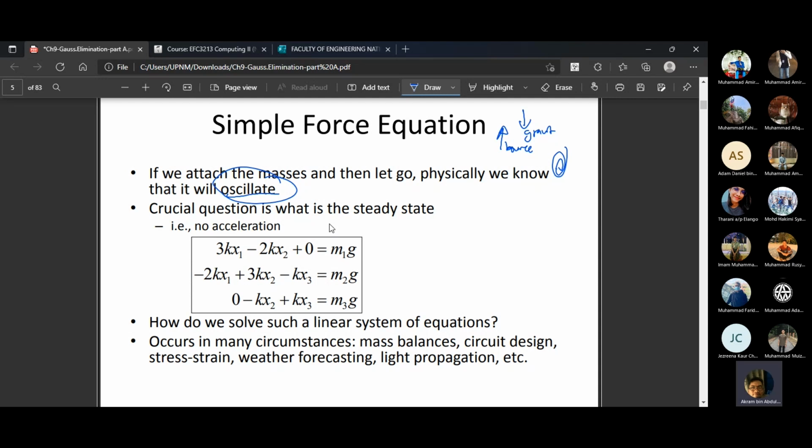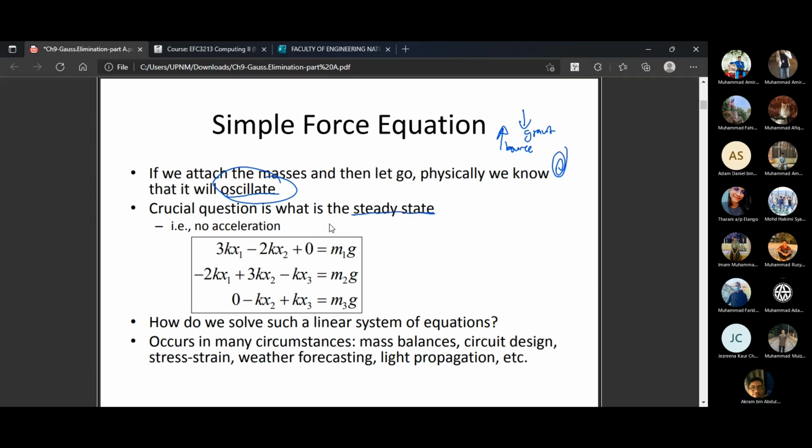One more thing, there is one crucial question that comes up in this kind of problem: when is the steady state? The steady state can be achieved if there is no acceleration.